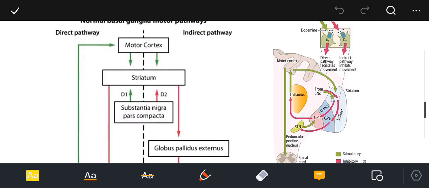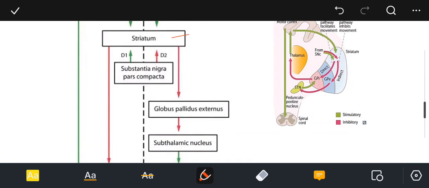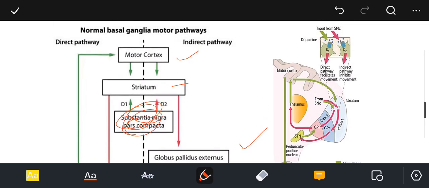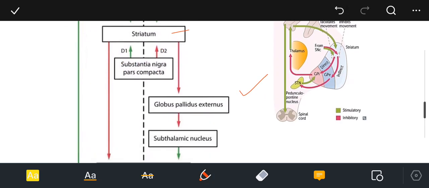Now if I am talking about the indirect pathway, the motor cortex stimulates the striatum, right? The striatum sends inhibitory signals to the globus pallidus externa. It can send these signals because I'm not talking about the substantia nigra right now. I'm just talking about the motor cortex. So the motor cortex is stimulating the striatum. The striatum will send inhibitory signals to the globus pallidus externa and will inhibit it.